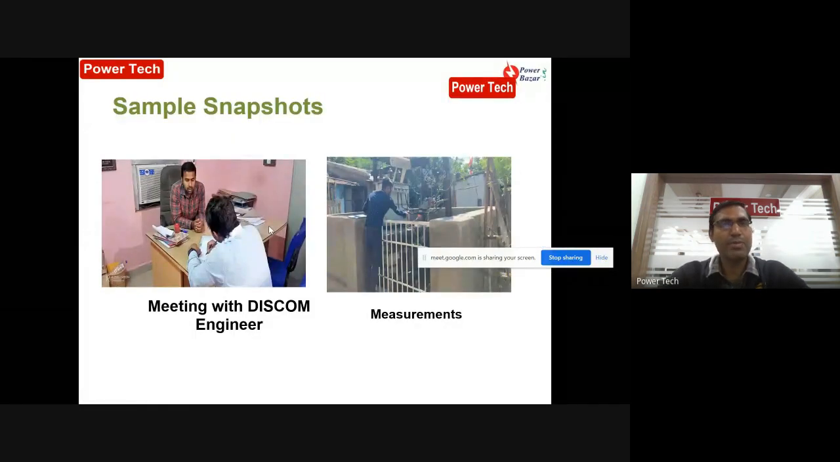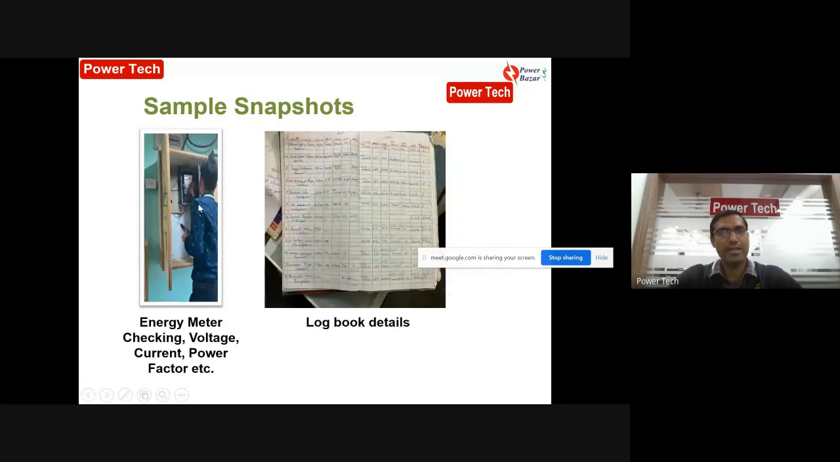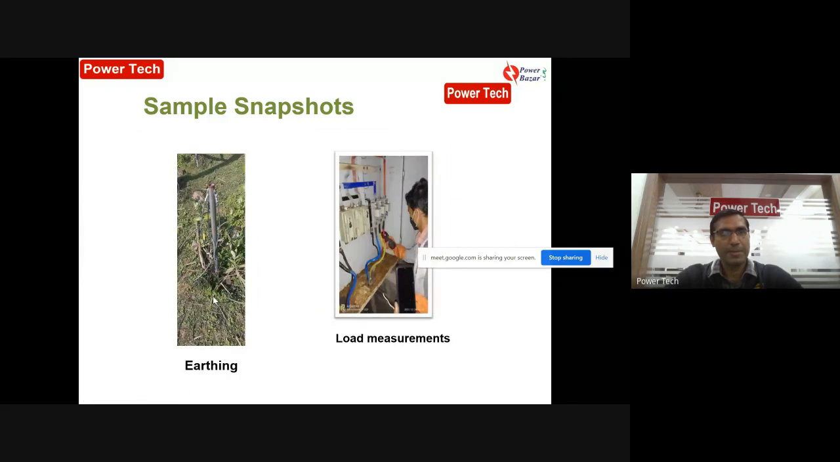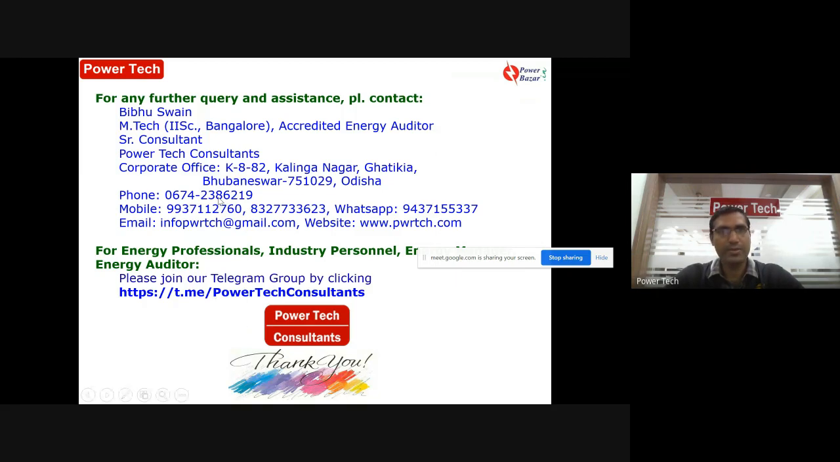So these are a few sample snapshots that we have taken during the previous visit. We go to the DISCOM substation, we discuss with the engineer there, and in the second slide you can see the transformer readings are taken. And similarly the energy meter reading, and the voltage, current and power factor in the logbook. Also at the time of the visit, you have to check whether proper earthing is there or not, and whether other safety precautions are taken or not. So that's the end of the slide.